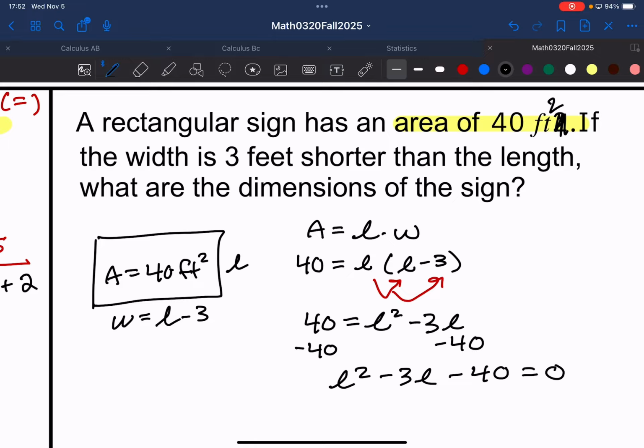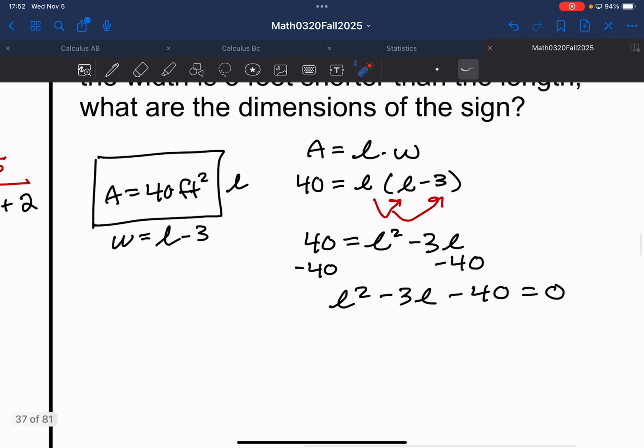I just moved the equals 0 to the other side. It doesn't change the problem, but you could leave the equal 0 on this side. It's fine. Okay, now we have a quadratic equation that we can now factor. So how would we factor this?